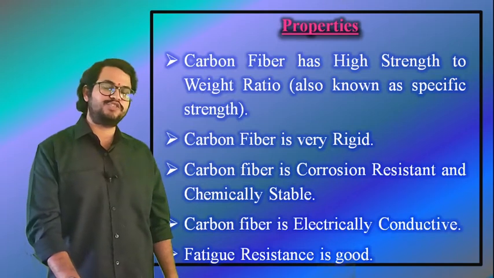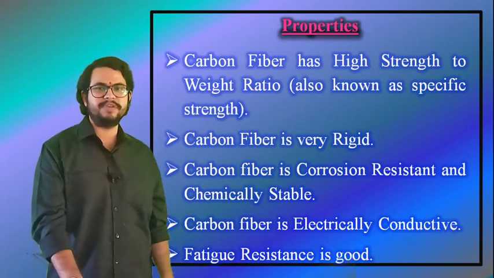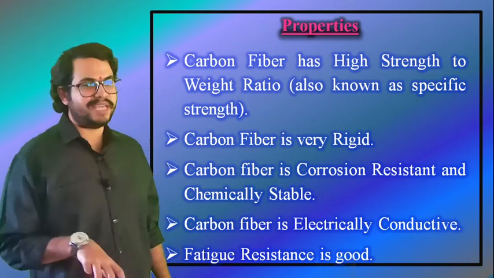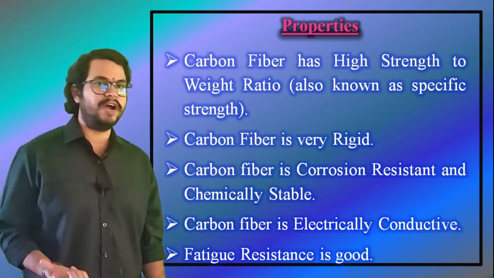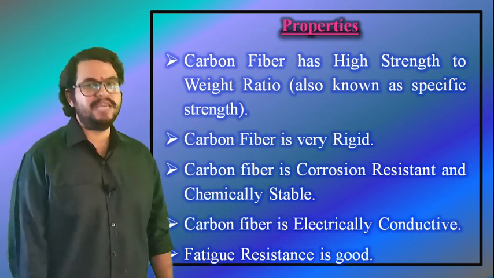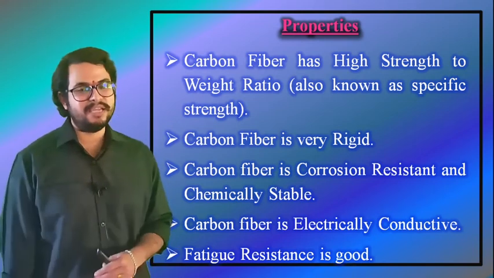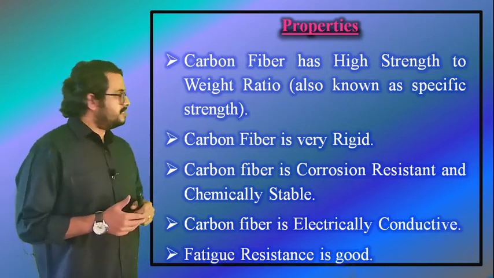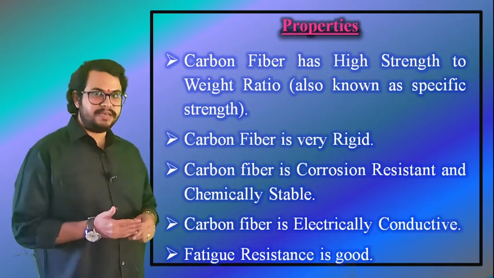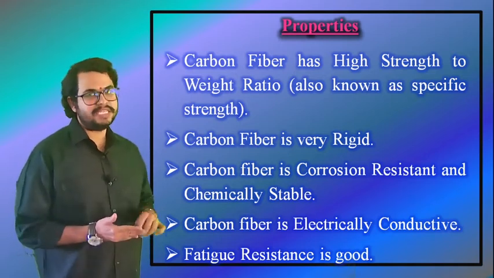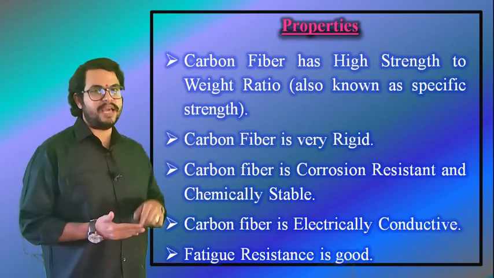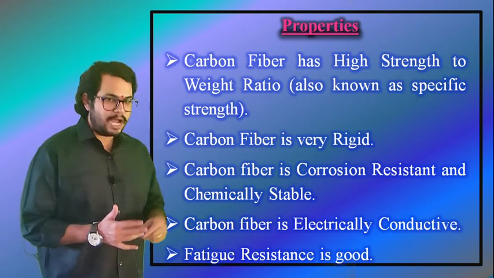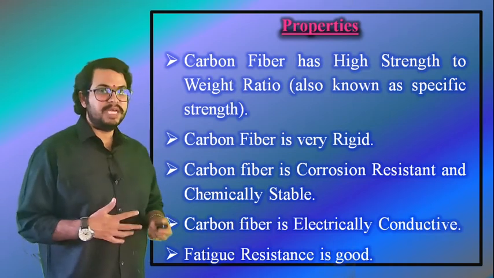Okay, now next we are going to see the properties of carbon fibers. Carbon fiber has high strength to weight ratio, which is also known as specific strength. Okay, the strength of a material is the force per unit area at failure, which is divided by its density. Any material that is strong and light has a favorable strength to weight ratio. Materials such as aluminum, titanium, magnesium, carbon and glass fiber, and high strength steel alloys all have good strength to weight ratios. Carbon fiber is very rigid.